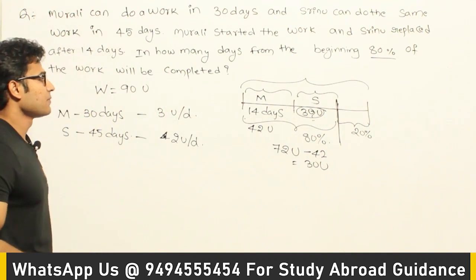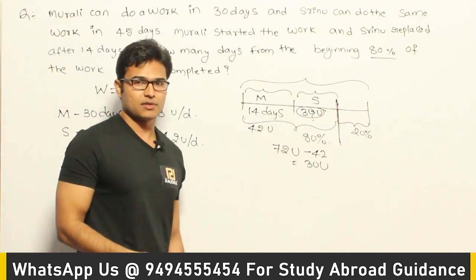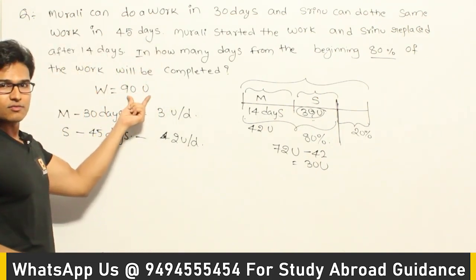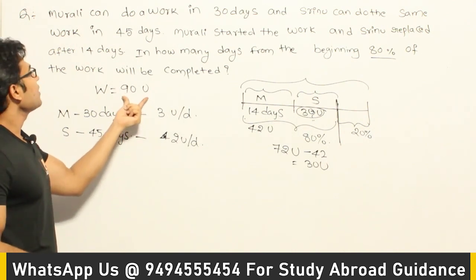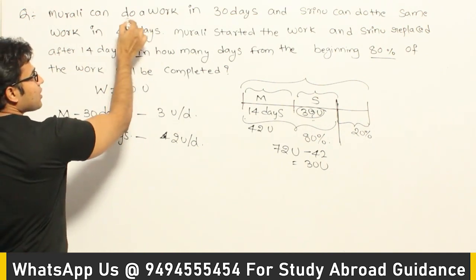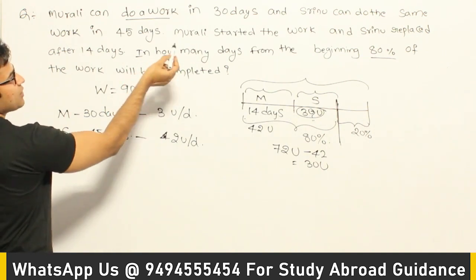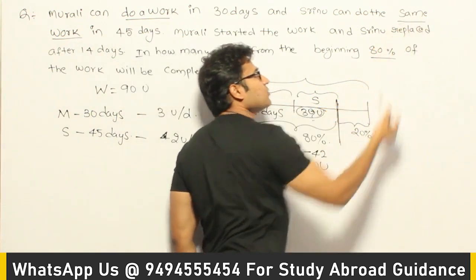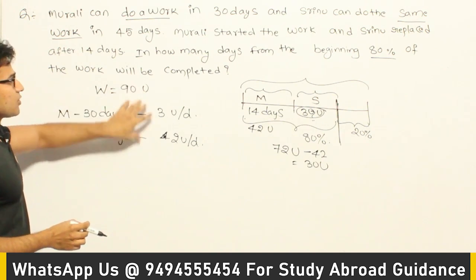Now you might get some doubt. When we are finishing only 80% of the work, why are we assuming 90 units? Why don't we assume 72 units? In order to answer that question, you have to see this. Look at this. Murli can do a work in 30 days and Srinu can do the same work is given, right? That is why I am assuming some work initially, and I have to assume that number to be constant for both of them.